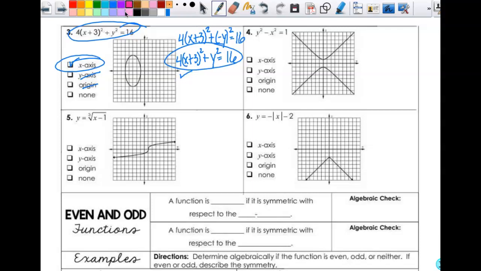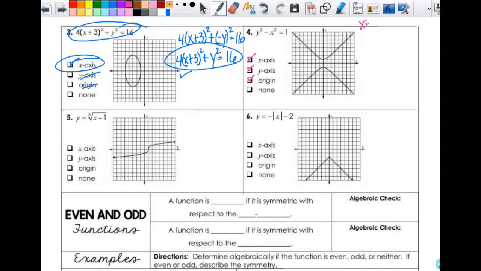Okay, so let's look at number 4. If I reflect this in the x-axis, I feel like that's going to work. When I reflect it in the y-axis, that's also going to work. If I rotate it 180 degrees, that's also going to work. So I think it has all 3 types of symmetry, which means I have to show that all 3 types work. So I'll start with the x-axis.